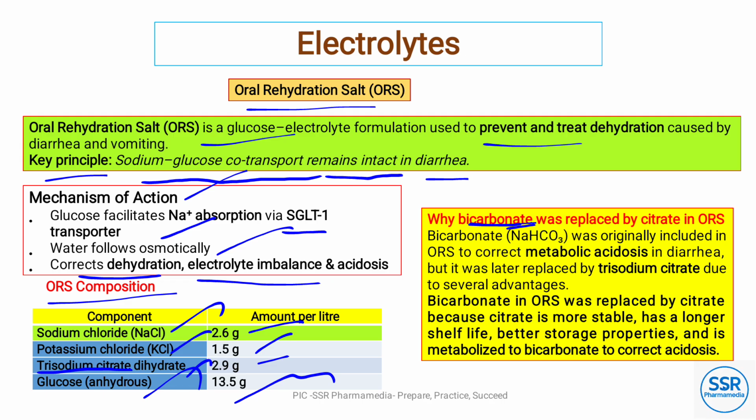Why was sodium bicarbonate replaced by citrate in ORS? Bicarbonate was originally included in ORS to correct metabolic acidosis in diarrhea, but it was later replaced by trisodium citrate due to several advantages. Citrate is more stable, has a longer shelf life, better storage properties, and is metabolized to bicarbonate to correct acidosis.